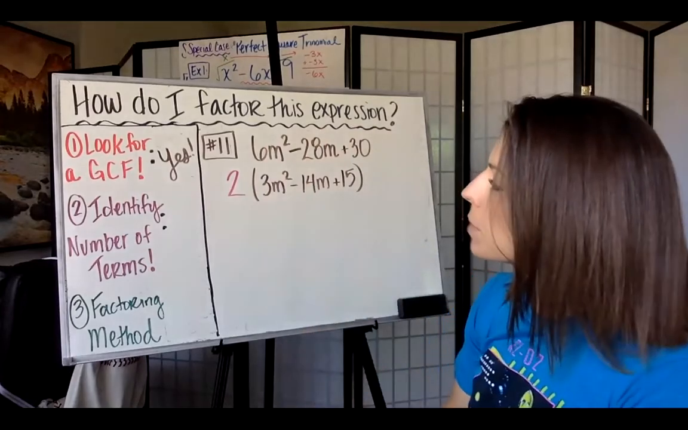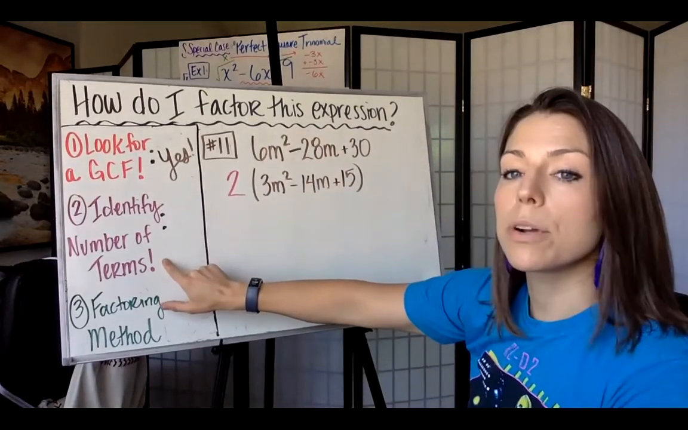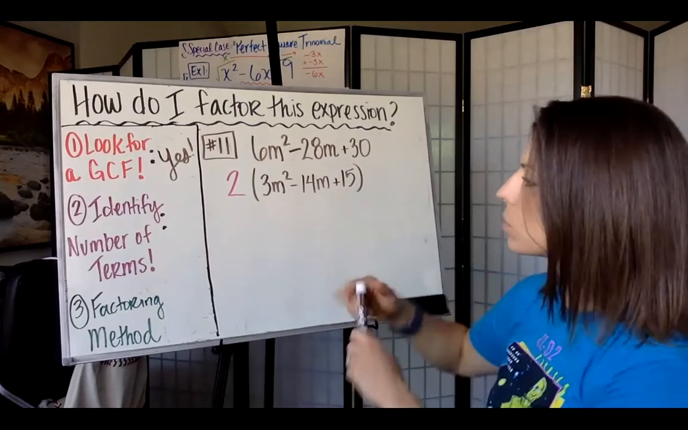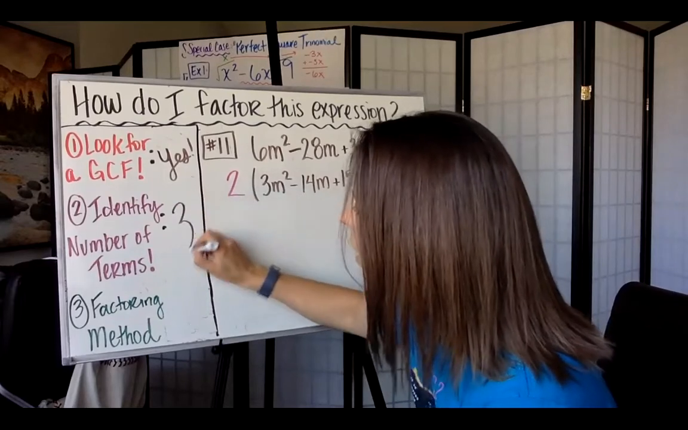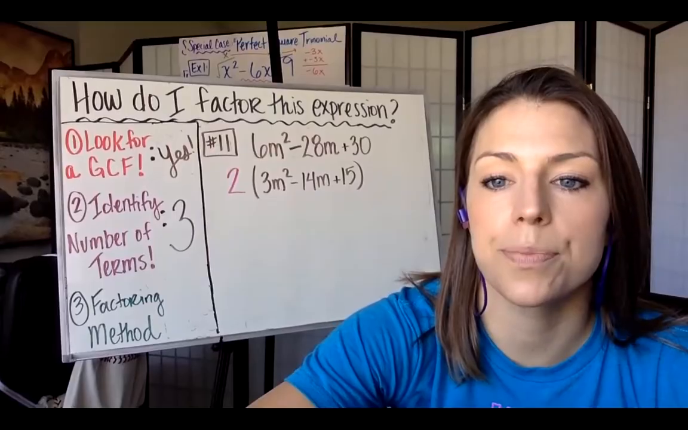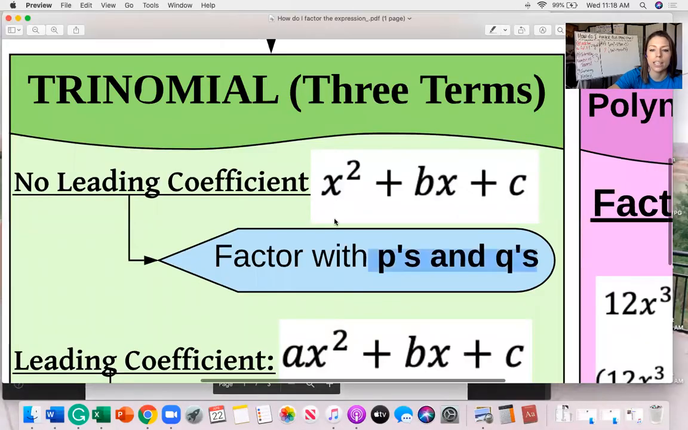All right, step 1 complete. There was a GCF. Identify the number of terms you have left. So again, we're looking inside the parentheses and counting. 1, 2, 3. I have 3 terms left. So let's take a look at our flow chart here. Oh, look, it's already up there.